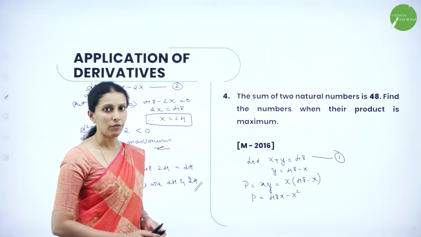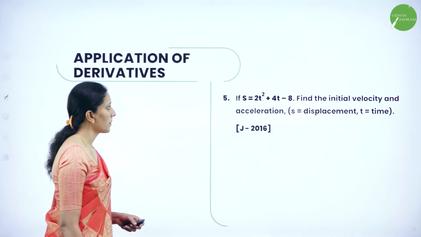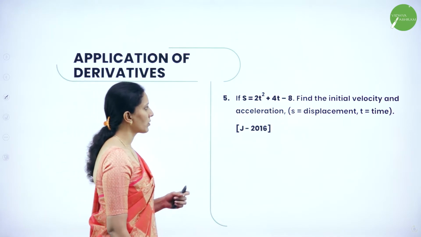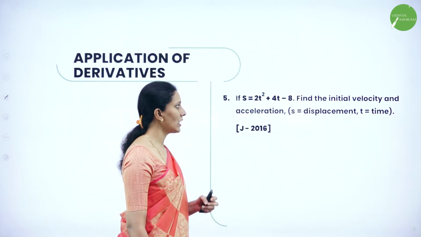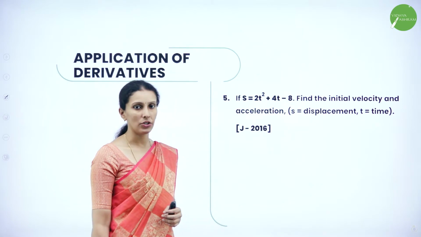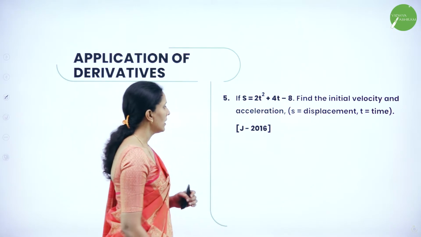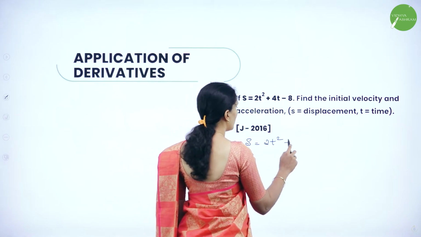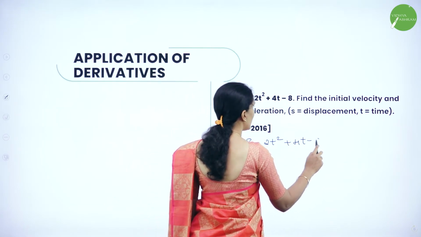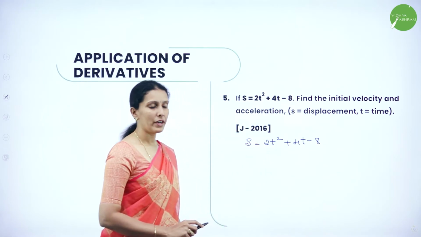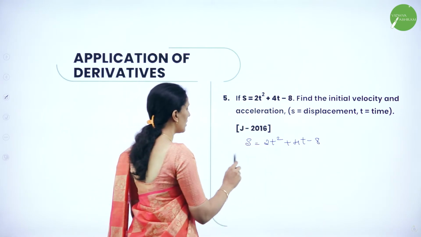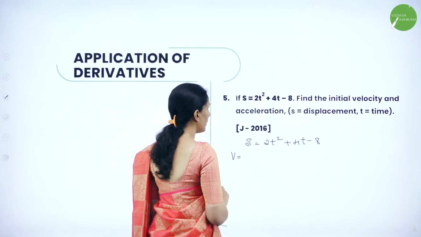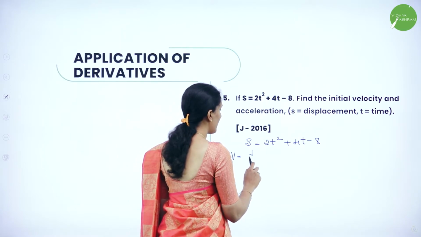Next one. If s is equal to 2t square plus 4t minus 8, find the initial velocity and acceleration. So given here, s is equal to 2t square plus 4t minus 8. So we have to find out the initial velocity. So that is v. v is equal to ds by dt.